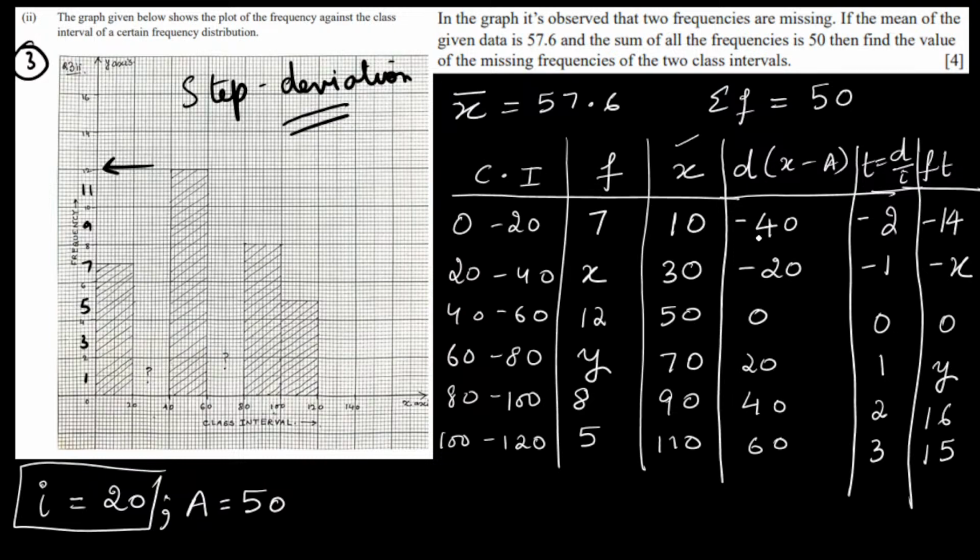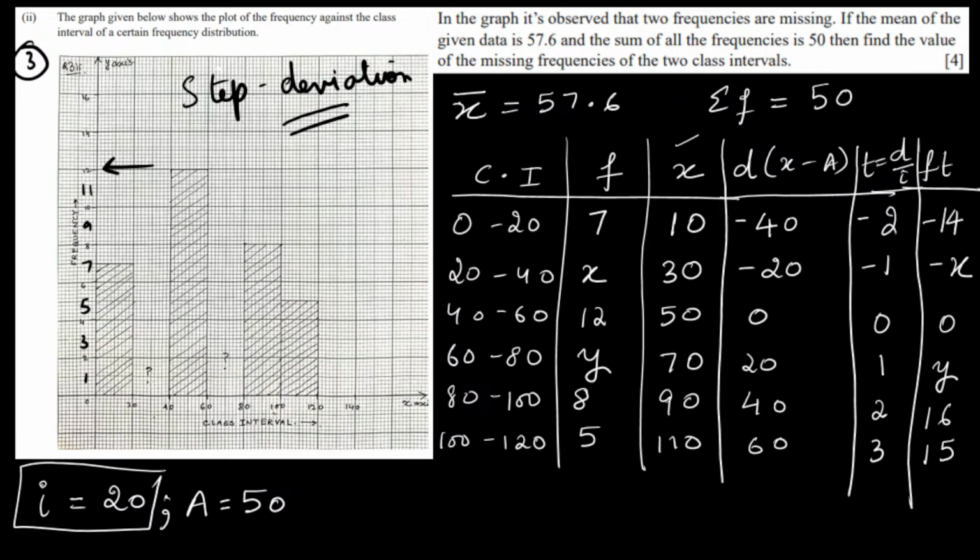So 10 minus 50 is minus 40, 30 minus 50 is minus 20, 50 minus 50 is 0, 70 minus 50 is 20, 90 minus 50 is 40, 110 minus 50 is 60. Then T we have found, because I am going to do it by step deviation. I want to make the calculations very small, simple. So that's why step deviation.